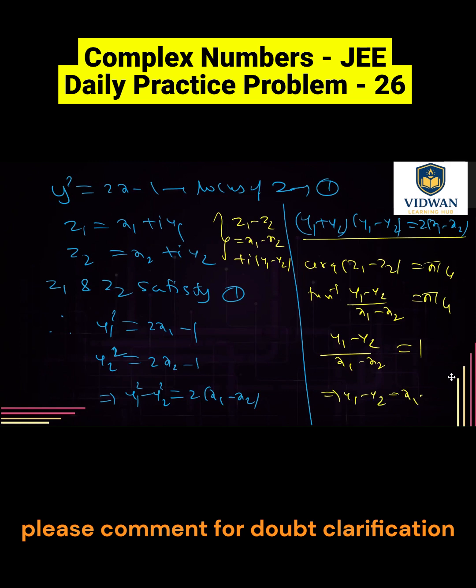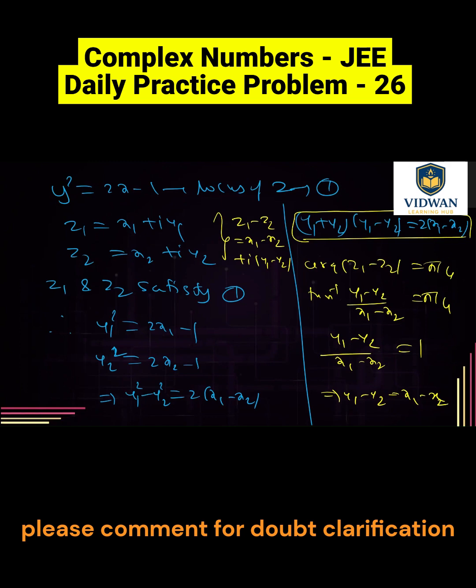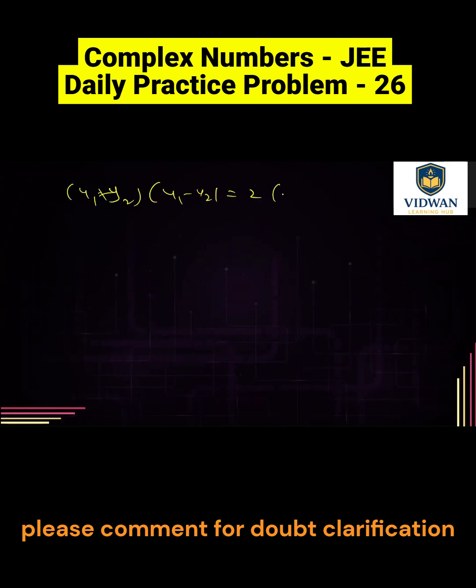Now, if you apply this condition here, what will you get? (y1 plus y2) into (y1 minus y2) is equal to 2 times the (x1 minus x2), which can be replaced with (y1 minus y2) itself. And you can cancel this because y1 is not equal to y2. They are different imaginary parts of different complex numbers. So they are different. So y1 plus y2 is 2.